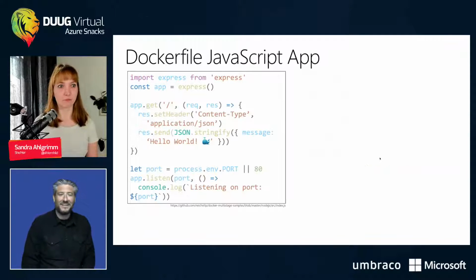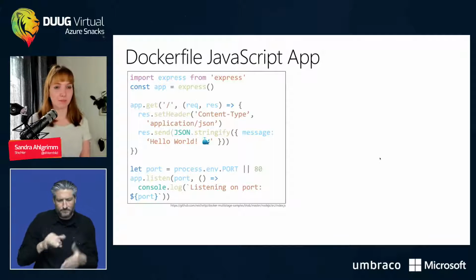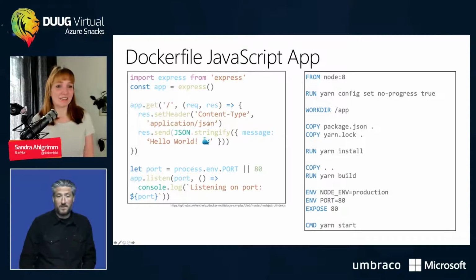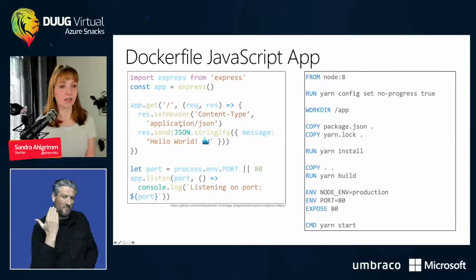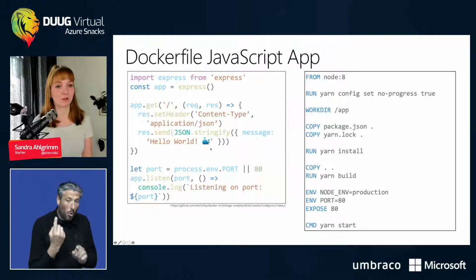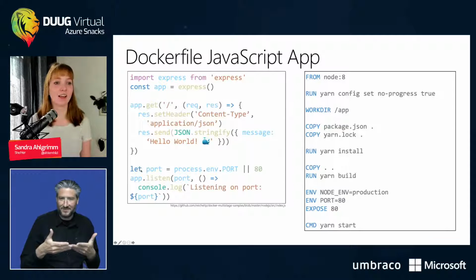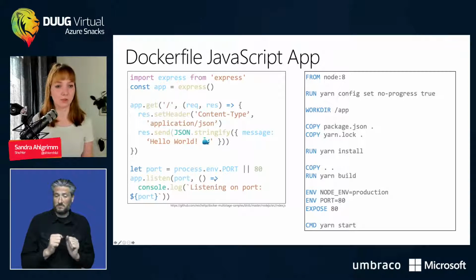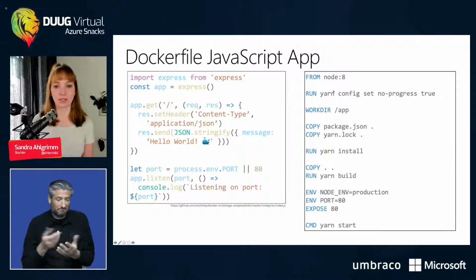Or another example for JavaScript. So here I have an Express JavaScript application. It's kind of the same. So for every call I receive, I would just reply with hello world and also the funny val here. And then I also set the port if it's set, and if not, I would just use 80. And then I can log, listening on port 80.